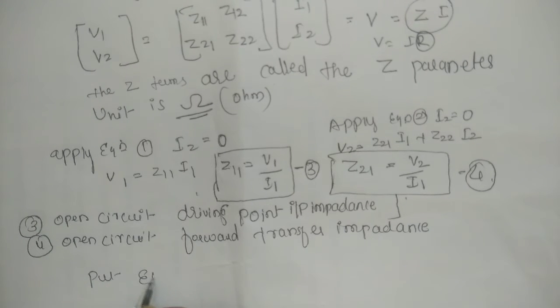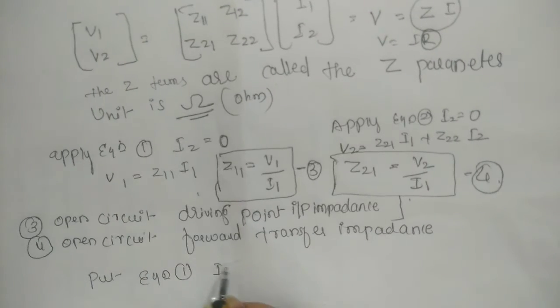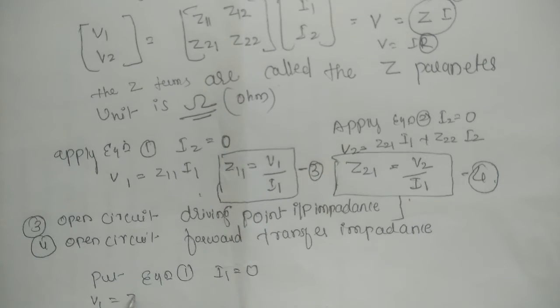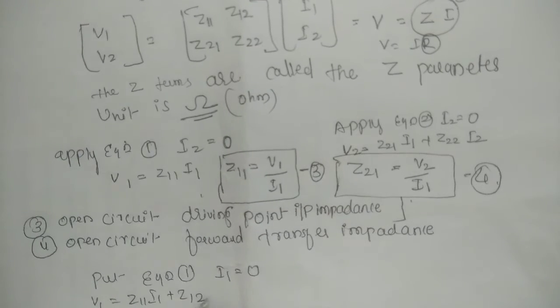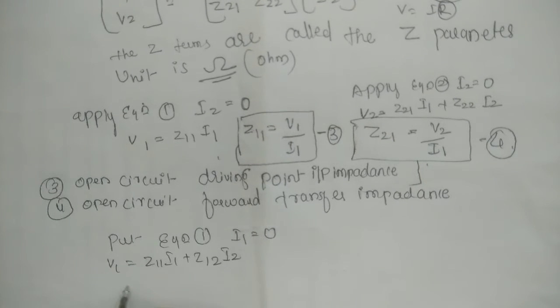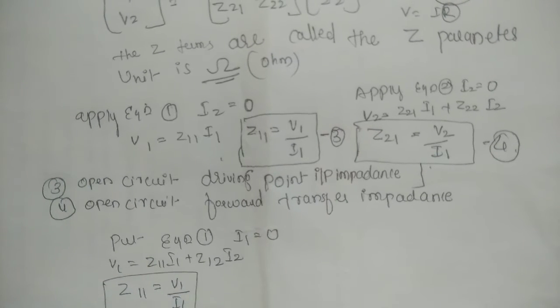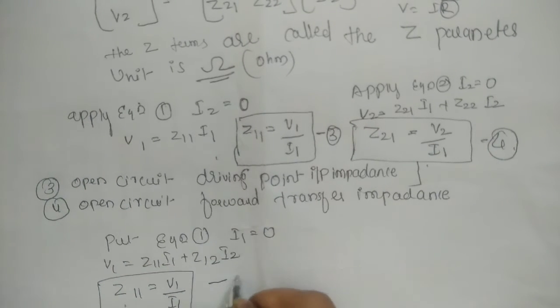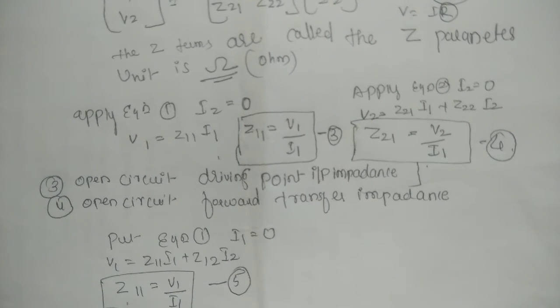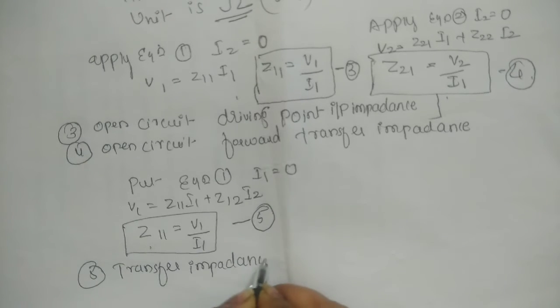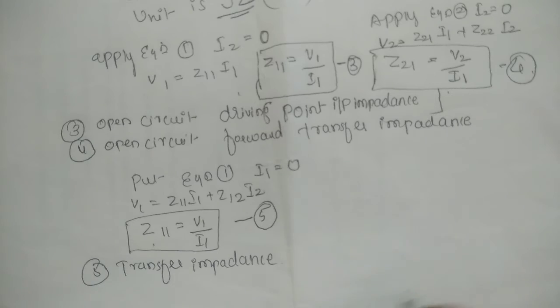put I1 equals 0 in equation 1. What will come? V1 equals Z11 I1 plus Z12 I2, so Z12 equals V1 by I2. This is equation number 5. This is the transfer impedance.